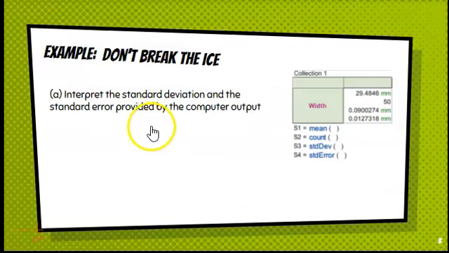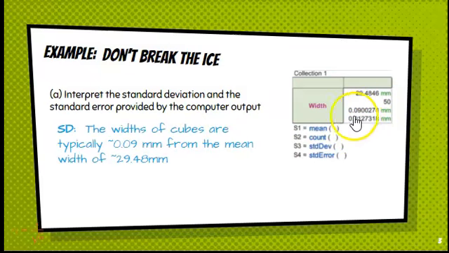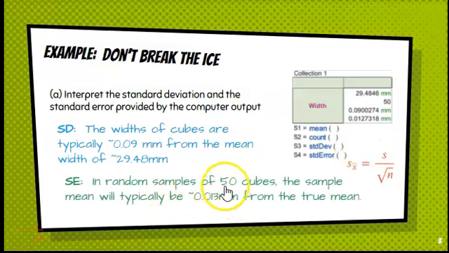So the first thing it asks us to do is to interpret the standard deviation and then the standard error provided by the output. So we're differentiating between these last two values. The standard deviation is that 0.09 millimeters. The widths of the cubes are typically 0.09 millimeters from the mean width of 29.48 millimeters. That's standard deviation. Standard error takes into consideration the sample size. We take the standard deviation and divide it by the square root of our sample size. That's when it becomes a standard error, so it is dependent on sample size. When I interpret, I have to mention that. I say in random samples of 50 cubes, the sample mean will typically be approximately 0.013 millimeters from the true mean. Hopefully you see the difference.